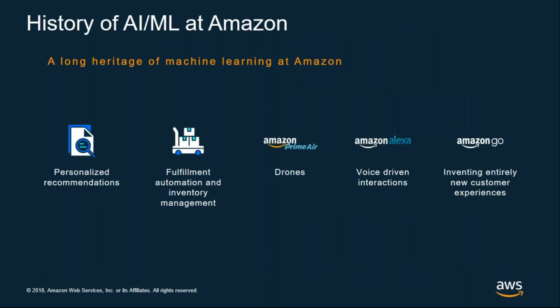So flipping to the history of AI and machine learning at Amazon, we really have a long heritage in machine learning here at Amazon. It's a space that's very important to our various lines of business and that we've invested in since the dawn of the company. If you look at the first two that we've called out here, personalizing recommendations and automating processes within our fulfillment centers and our inventory management, this really hits on that core first theme that we called out about automating internal processes.